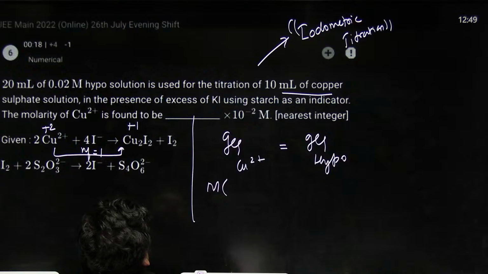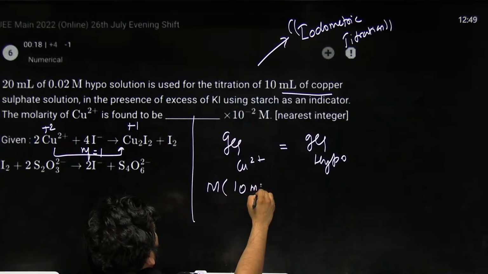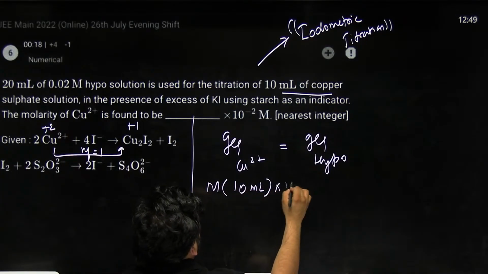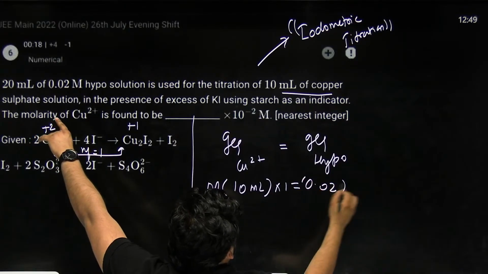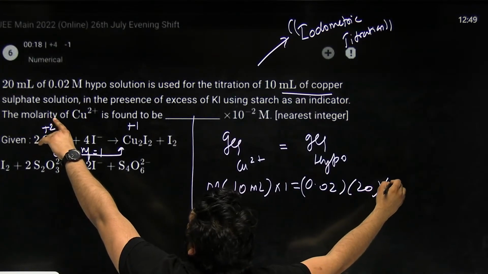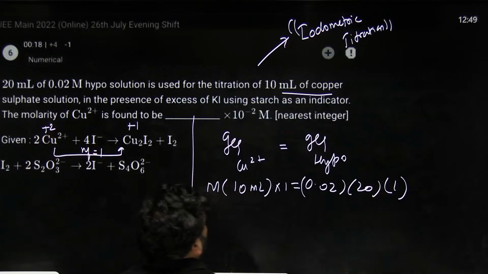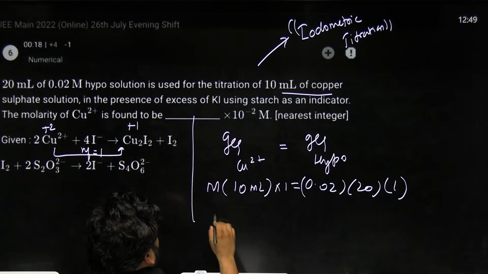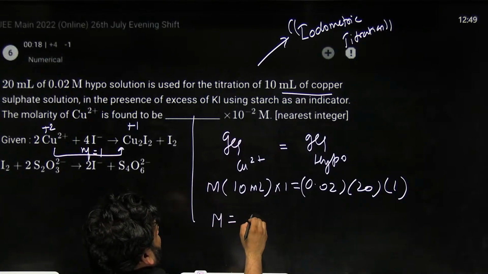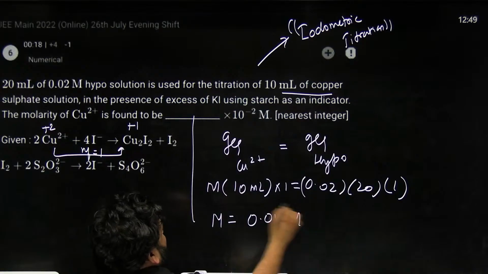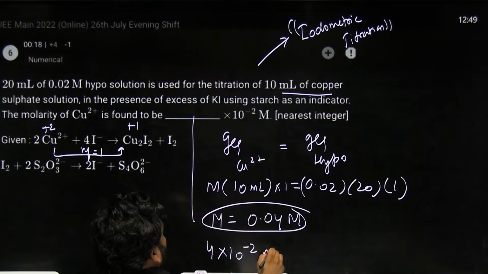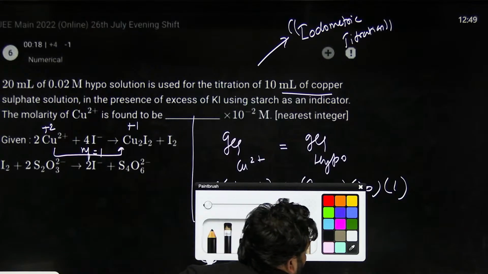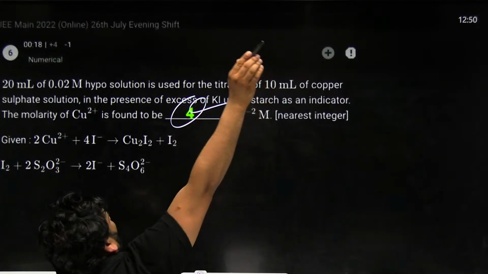10 ml into molarity into n factor 1 is equal to the hypo solution: we have 20 ml, molarity is 0.02, and n factor will be what? Na2S2O3 to that, 1. So molarity will be how much? 0.04 molar, and it can be written as 4 into 10 to the power minus 2 molar. So I think 4 is the correct answer. Can we check it?